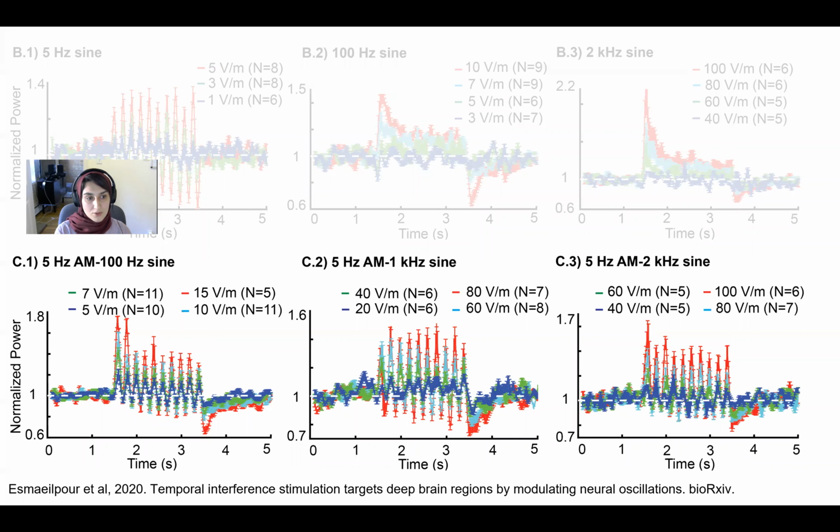Now, on the bottom, we can see amplitude modulated waveforms with different carrier frequencies. From left, we have amplitude modulated waveforms with 100 Hz, 1 kHz, and 2 kHz. We see all the behavior is the same. The only difference is that from 100 Hz to 1 kHz, we need to increase the intensity in order to produce the same results. And also, this quantified gamma power shows us again that when the amplitude modulated waveform goes back to 0, the gamma power doesn't go back to its baseline, again pointing to the adaptation mechanism that may be involved in our experimental system.